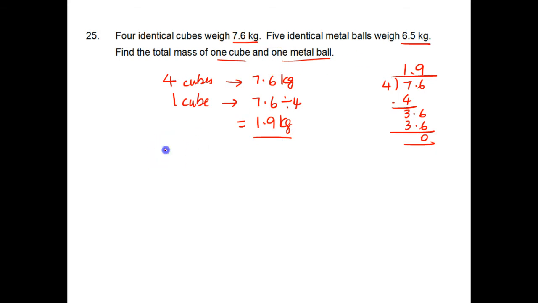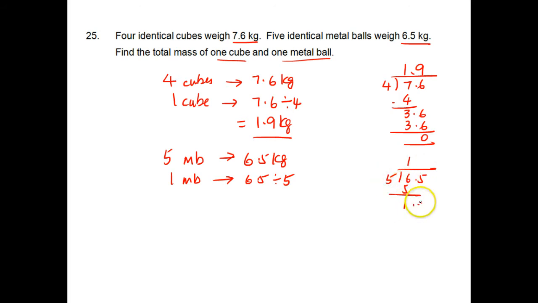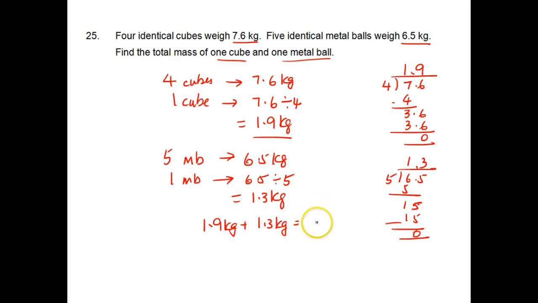How about 5 metal balls? 5 metal balls weigh 6.5 kg. So 1 metal ball will weigh 6.5 divided by 5. 1 times 5, 5. 3 times 5, 15. So it's 1.3 kg. I want to find the total mass of 1 cube and 1 metal ball. So 1.9 kg plus 1.3 kg. The answer will be 3.2 kg.